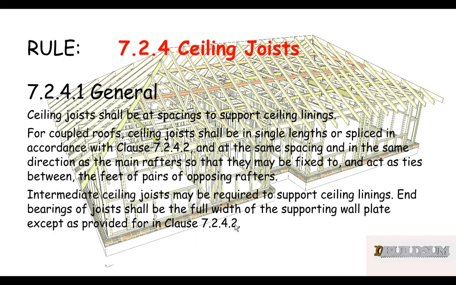So let's have a look at those rules in a bit more detail. Rule 7.2.4, ceiling joists, says that ceiling joists shall be at spacings to support ceiling linings. So make sure that your joists are spaced to suit your ceiling linings. For coupled roofs, ceiling joists shall be in single lengths or spliced in accordance with clause 7.2.4.2 and at the same spacing and in the same direction as the main rafters, so that they may be fixed to and act as ties between the feet of pairs of opposing rafters.